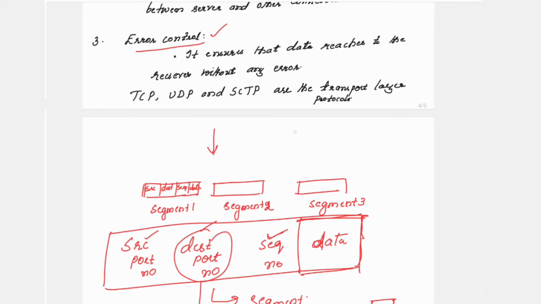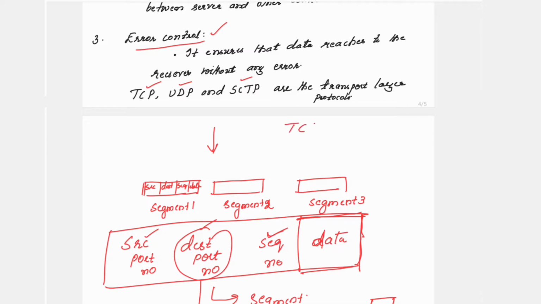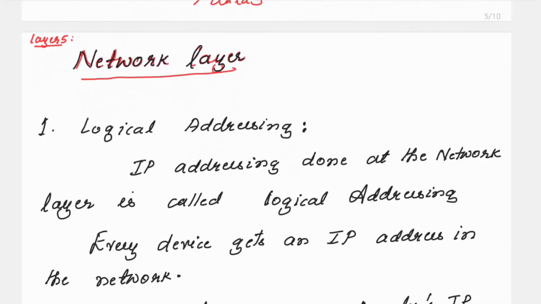The different protocols that are used at the transport layer are TCP, UDP and SCTP. The most popular protocols are TCP and UDP: Transmission Control Protocol and User Datagram Protocol. The next layer in the OSI model is the network layer. Now the data has come from the transport layer to the network layer.